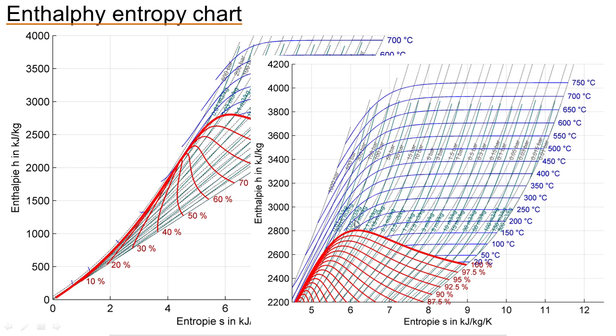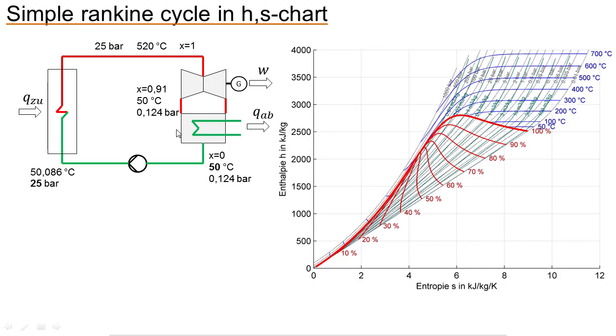But anyway, this chart is easier to use, and I will show you why. If we put this process here in this chart, it will be the same here again. I cannot see the feed water pump in this chart because it's too small to show. It's just a little bit of enthalpy I get here by the feed water pump.